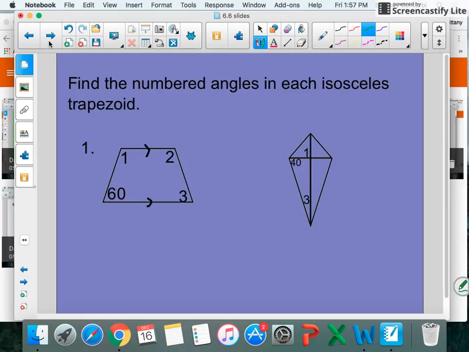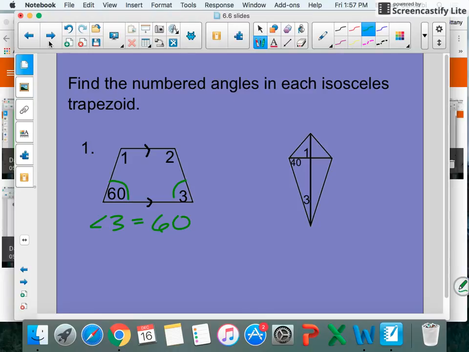Let's look at some example problems. For number 1, we're going to figure out all the numbered angles. We're going to start with our nice and easy one. This is 60. Angle 3 also has to be 60 because they are the base angles. We know that the base angles in a trapezoid are congruent.